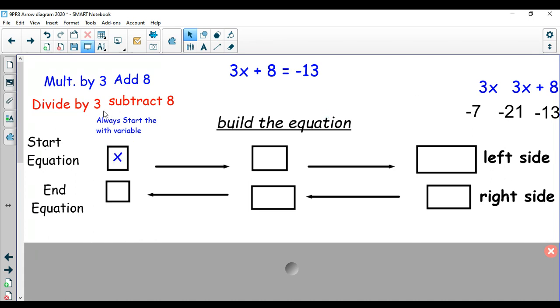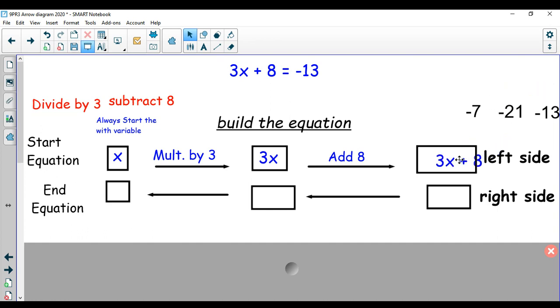Start my equation. What do I do to the x? Once again, just by luck, I'm multiplying by 3 to get 3x. And that's the arrow pointing this direction. Then what do I do on the left-hand side after I multiply by 3x? I add 8. So let's add 8. And we get 3x plus 8, the whole left side of the equation. Now right below it is my right side. My right side is negative 13. My arrow goes to the left now.